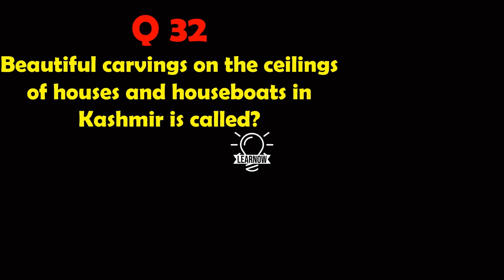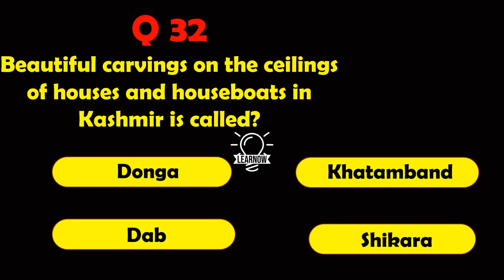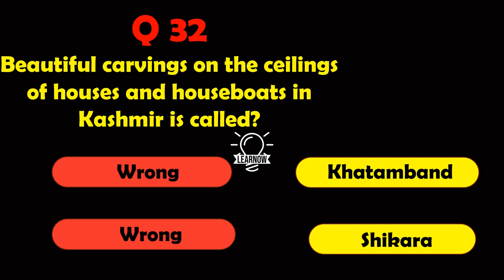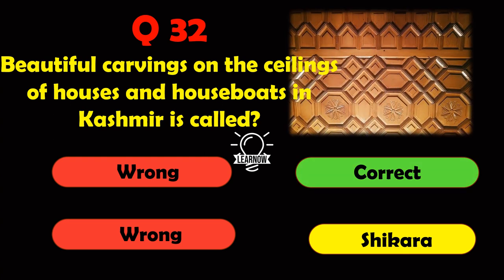We go to the next question, question number 32. Beautiful carvings on the ceilings of houses and houseboats in Kashmir is called. So you have to tell what is this beautiful carving on the ceilings of houses and houseboats that is generally seen in Kashmir. The options are Donga, Khatamband, Dab, or Shikara. So let's find out the correct answer. Is it Donga? No, Donga is wrong. Is it Dab? Dab is also wrong. So is it Khatamband? Yes, Khatamband is the correct answer. So these beautiful carvings that can be seen on the ceilings of houses and houseboats are called Khatamband.